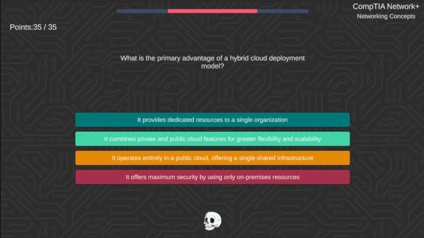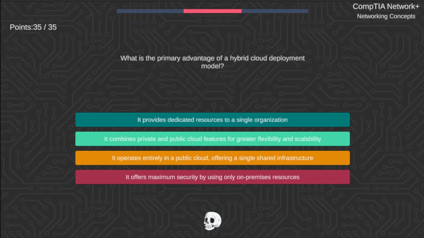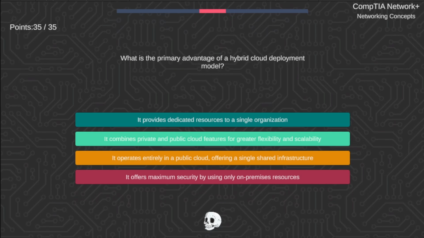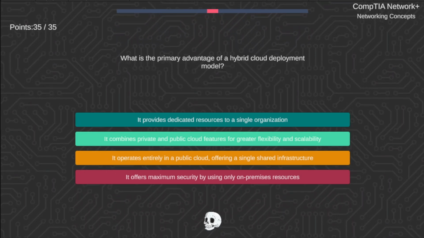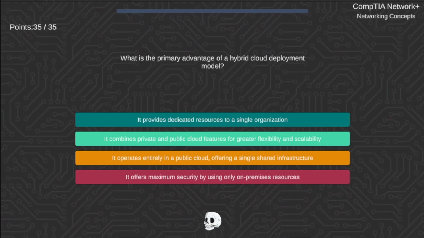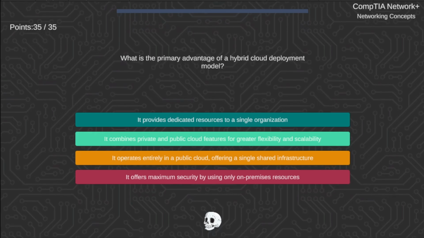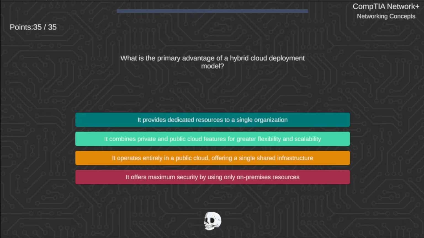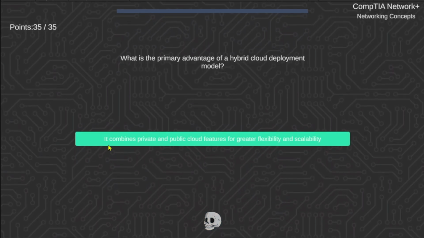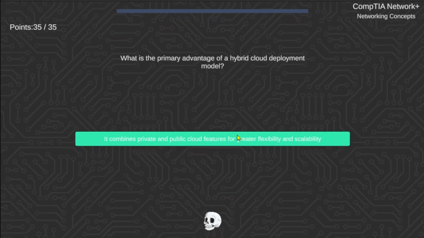What is the primary advantage of a hybrid cloud deployment model? It provides dedicated resources to a single organization. It combines private and public cloud features for greater flexibility and scalability. It operates entirely in a public cloud, offering a single shared infrastructure, or it offers maximum security by using only on-premise resources. Hybrid cloud deployment model. Correct answer is it combines private and public cloud features for greater flexibility and scalability.